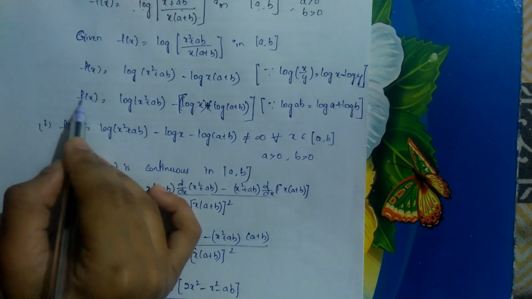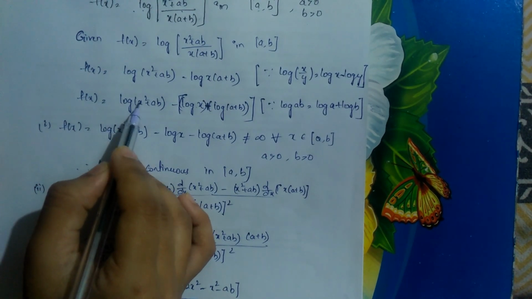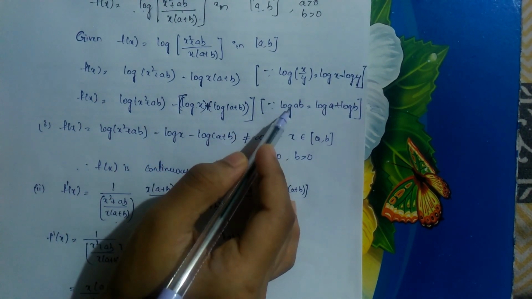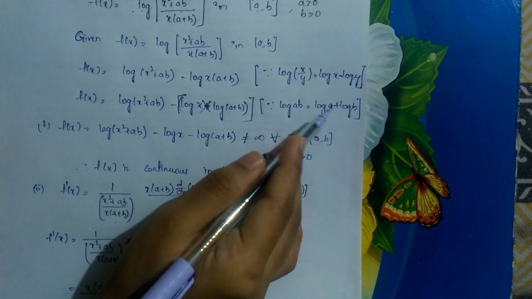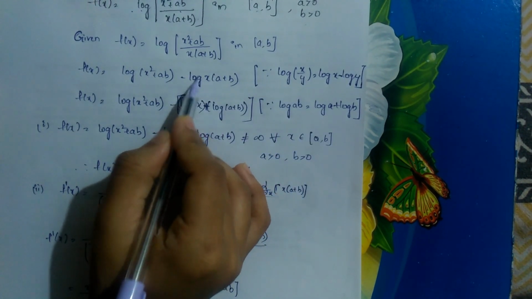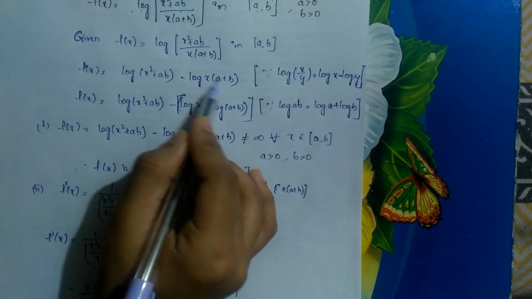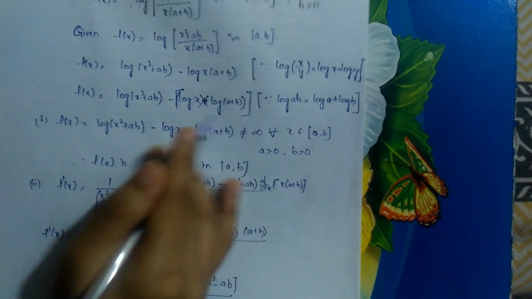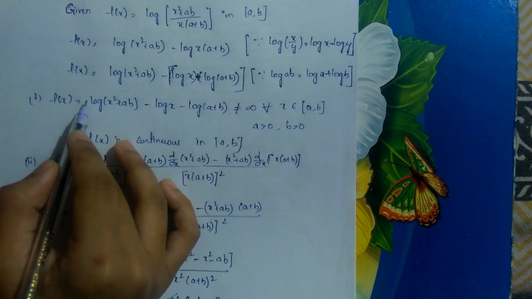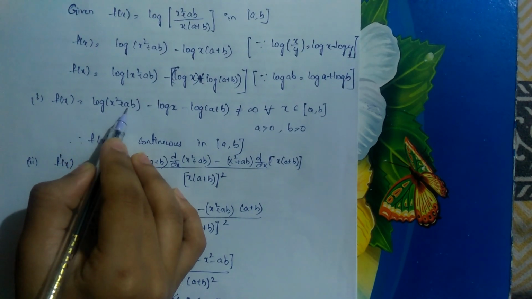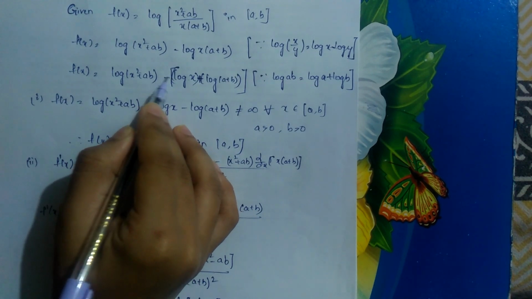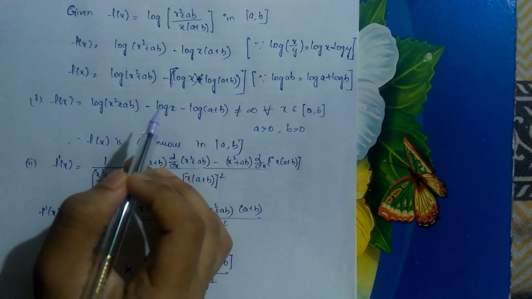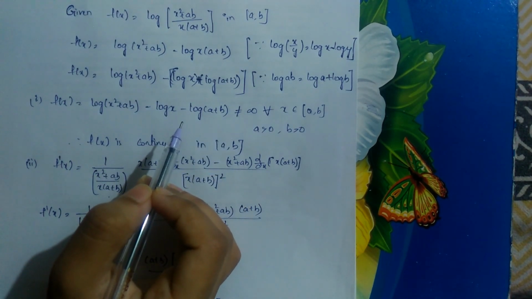Then furthermore, f(x) can also be written as log(x² + ab) − [log x + log(a + b)], since log of a product ab can be written as log a + log b. So the two functions x and (a + b) are multiplying together, so we can write it as log x + log(a + b). So f(x) = log(x² + ab) − log x − log(a + b), because when we multiply the minus with the plus we get minus.